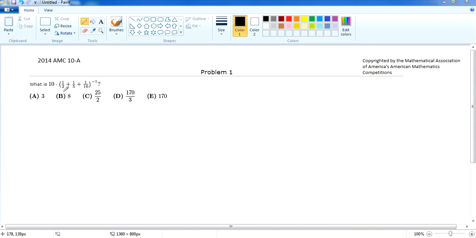What is 10 times (1/2 plus 1/5 plus 1/10) to the negative fourth power? Okay, let's evaluate this first. 1/2 plus 1/5 plus 1/10.